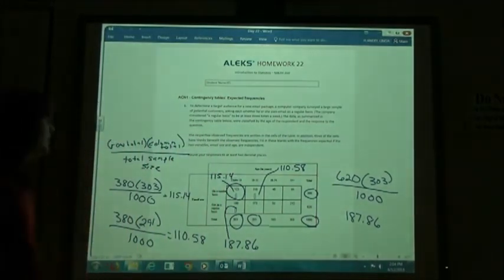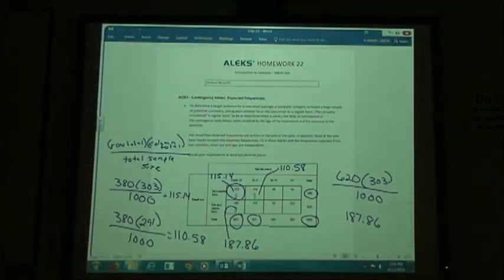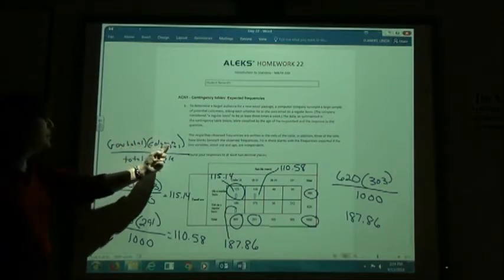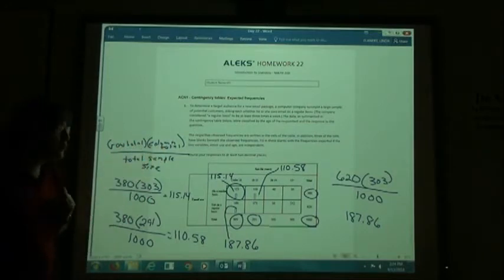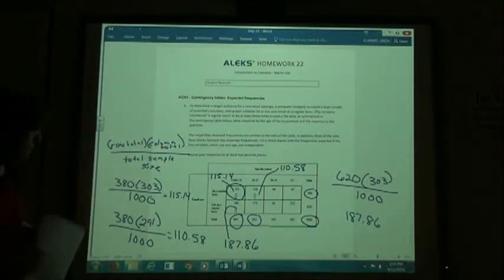187.86. So nothing too terrible bad when you're filling in your contingency table, and we're going to do this a bunch through this whole chapter. Row total times the column total divided by your total sample size.